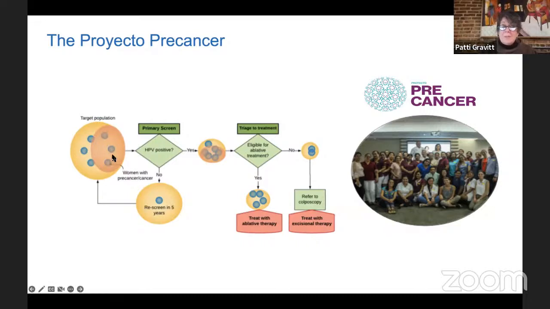And what they did was they changed their primary screen from VIA or PAP to HPV testing, which allowed self-sampling, which they thought could improve the screening coverage. Then if the screening test was positive, they sent them directly to a primary care facility to determine if they were eligible for ablative treatment without doing any kind of colposcopic diagnosis of precancer. If they were eligible, they were treated at the primary facility with ablative therapy. If they were not, only then would they be sent to colposcopy and for expert evaluation and treatment.